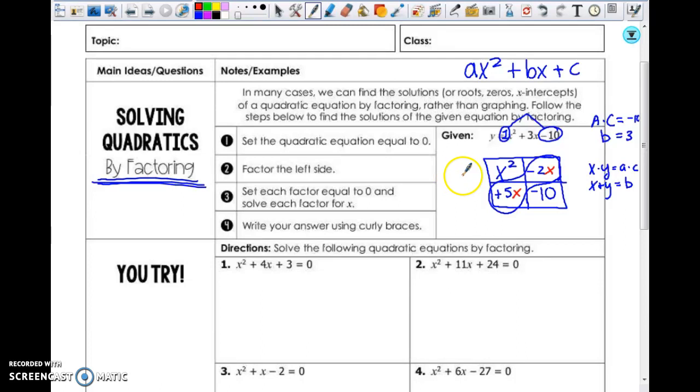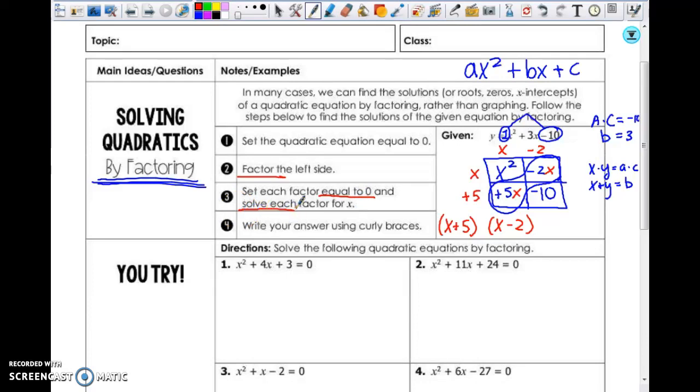Alright, so then you just factor outward, right? Here, the x squared, the only way to break it up is x and x. X times what will give me negative 2x, negative 2, and x times what will give me positive 5x, positive 5. So your factors would be x plus 5 and x minus 2. So now, you just factored it, right? So now what we got to do is set each factor equal to 0 so we can solve.